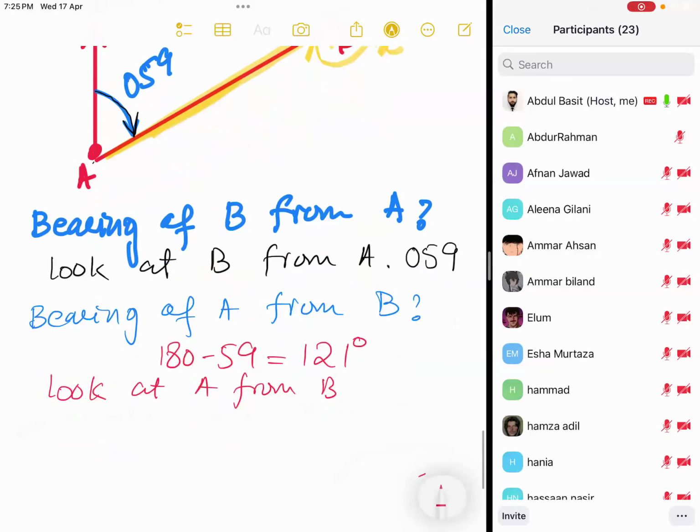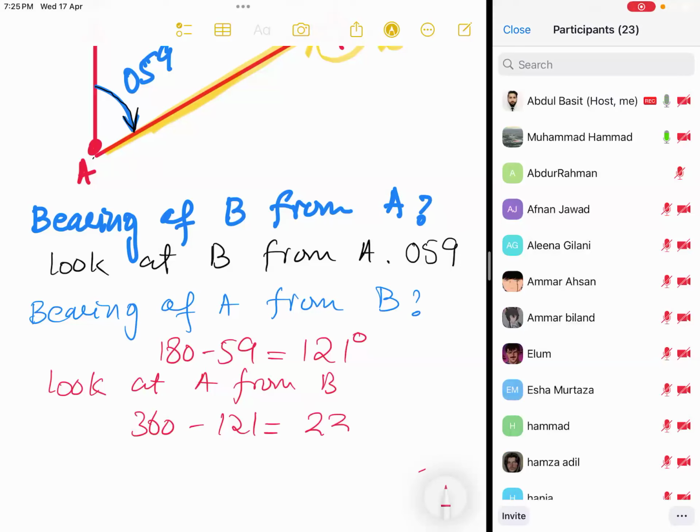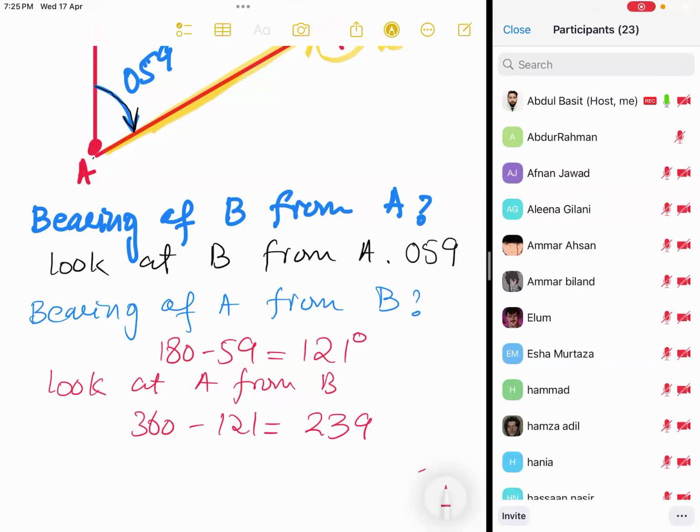So look at A from B would be this angle X, and that angle X would be 360 minus 121. So what is the answer? 239. So 239 with no angle symbol. Why? Because it's a bearing. ठीक है. और ये मैंने यहाँ पे एंगल सिंबल इसलिए डाला क्योंकि मैंने ये एंगल निकाला था, बेरिंग नहीं निकाली थी. Got it?